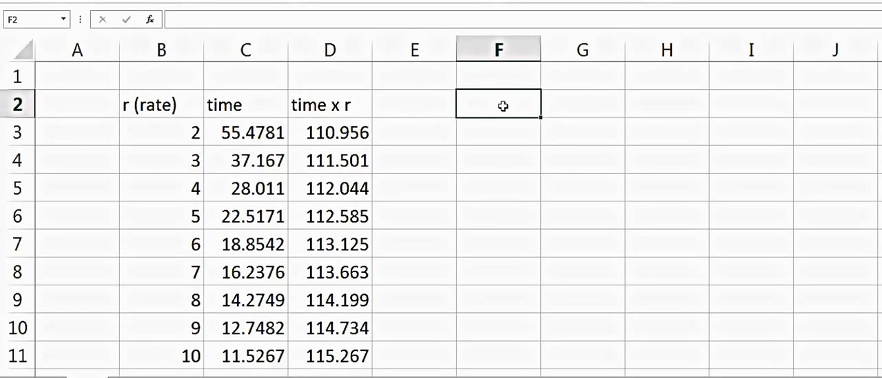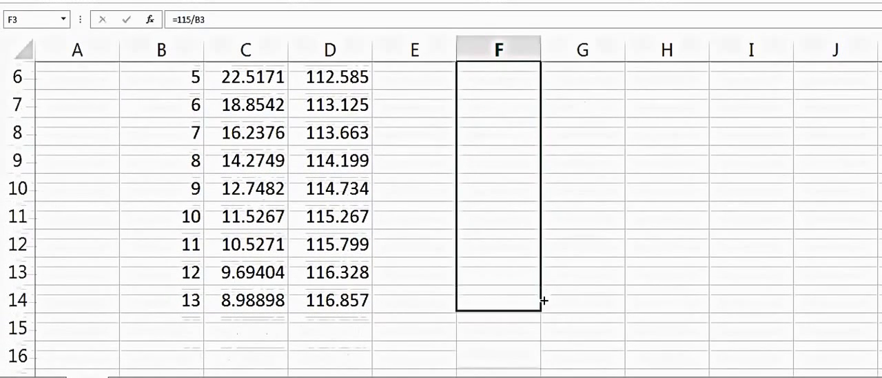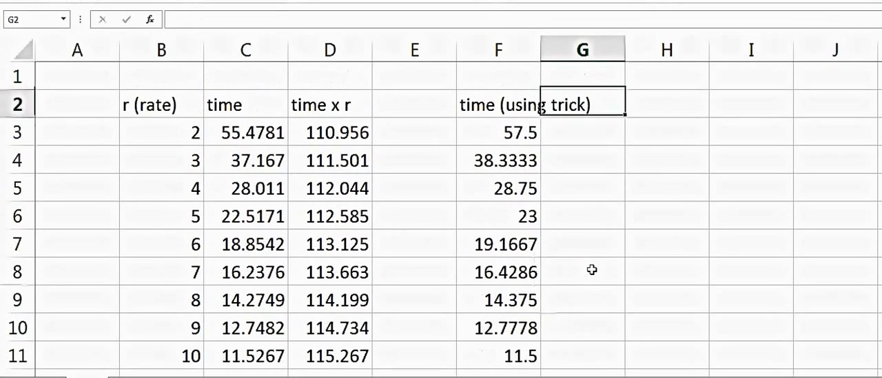So let's see, if we have used the trick, what should be the time? So the time using the trick would be like this. We have 115 divided by rate. So that's 57.5 years. If you keep extending it, it's like this. If you compare anything, like for 6 years it says 18.85 years, but our trick says 19.16 years. So it is a good approximation. So this is very close.